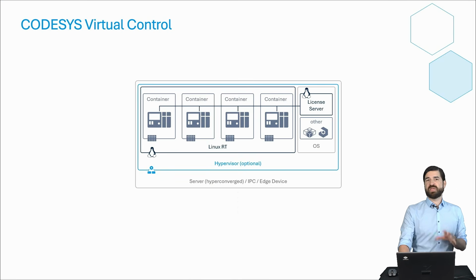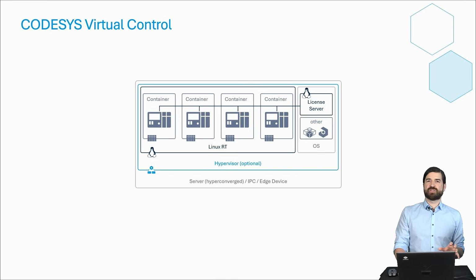What does that mean for us? Let's build up the picture step by step. So here's the architecture you already know from part 1, without any safety PLCs. We have a server, IPC or edge device at the bottom, an optional hypervisor layer, a real-time Linux as your operating system, and then multiple containers, each running a virtual PLC instance alongside a licensed server and potentially other services. So this is the standard non-safety architecture. All of these PLC instances handle your regular automation logic like motion control, process control, communication, visualization. Everything works, but none of it is safety rated.